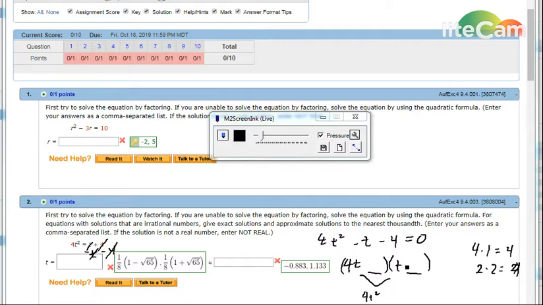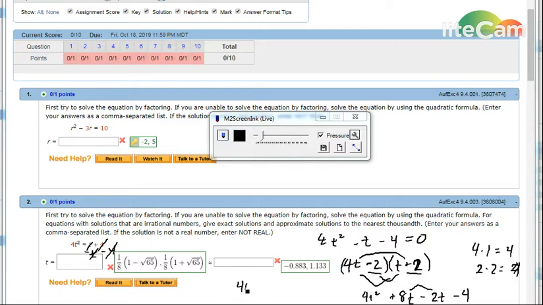Now, let's see. This is not going to work out. If I put a negative 2 here and a positive 2 here, when I FOIL this, I get 4t squared plus 8t minus 2t minus 4. And that gives me a middle term of 6. So that doesn't work. Let's try 4 and 1.